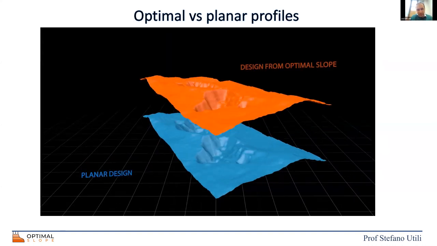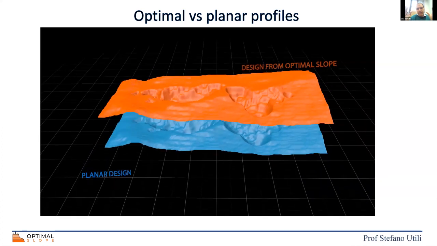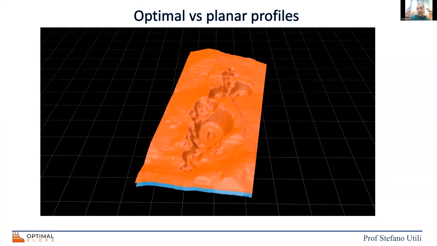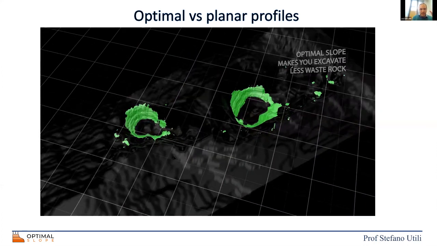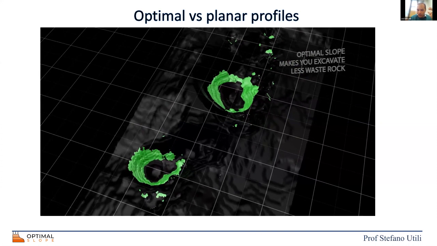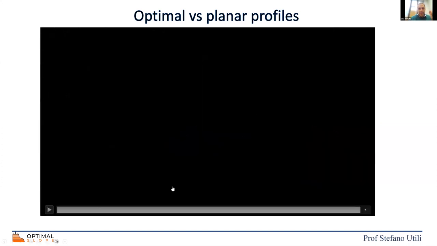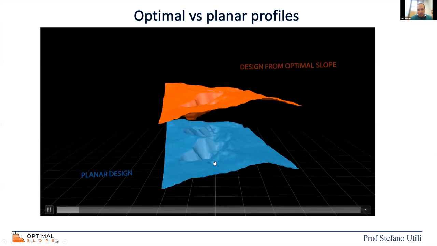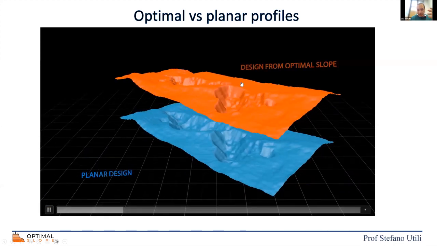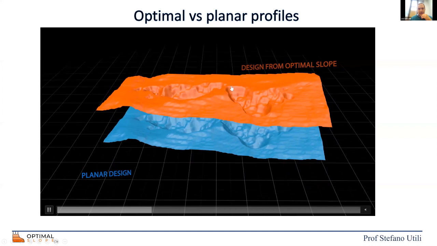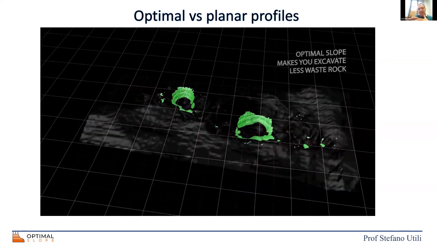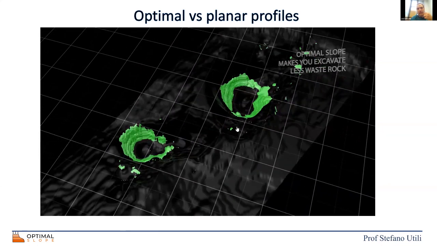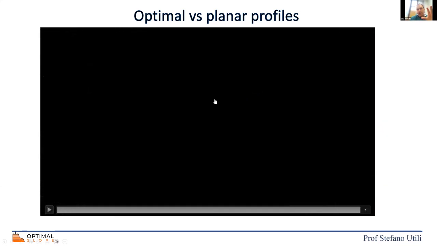Here it is in 3D, because clearly the point is you want to see a 3D representation. So here we have the same mine. Blue is the design according to the traditional planar pit wall. Instead, in orange is the design of the mine where optimal pit wall have been adopted, and in green is the difference of volume. So you can see now a 3D visualization for this mine of the amount of waste rock that has been saved.